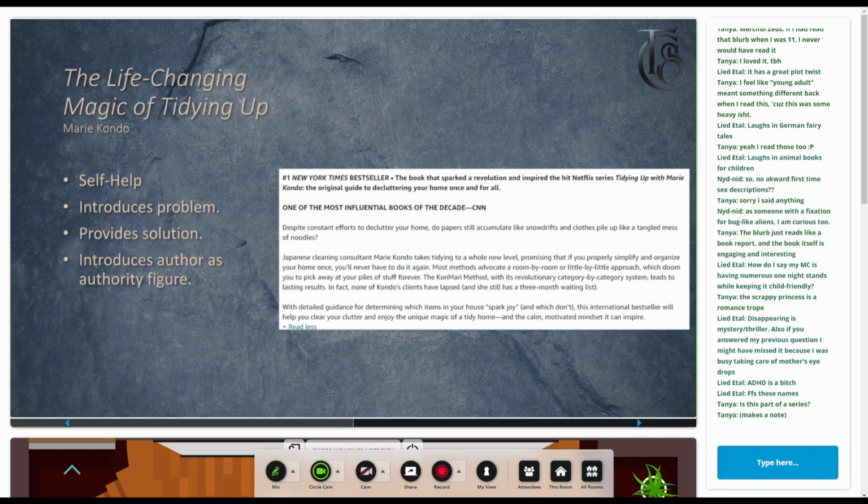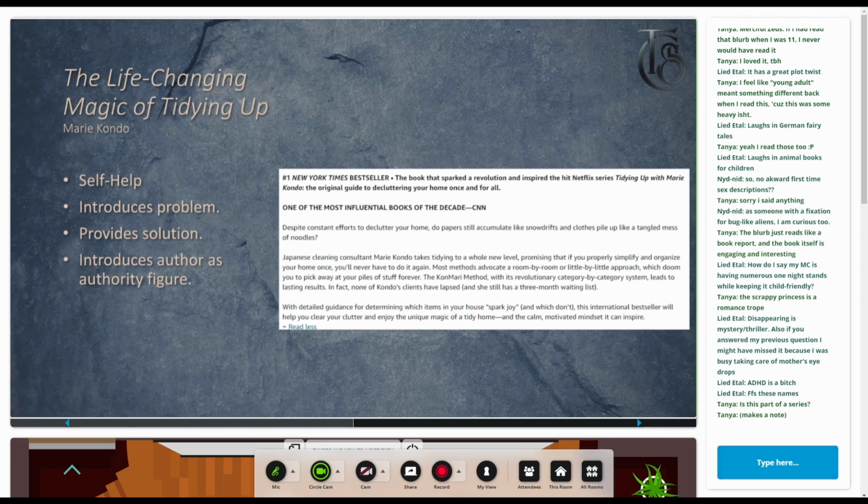Now, this last one is a nonfiction book, and I included this because nonfiction also has some similar shape to the blurb. So this is The Life-Changing Magic of Tidying Up by Marie Kondo, another book that I adore. It is in the category of, I would say, self-help, honestly. So here is the blurb. #1 New York Times bestseller, the book that sparked a revolution and inspired the hit Netflix series Tidying Up with Marie Kondo, the original guide to decluttering your home once and for all.